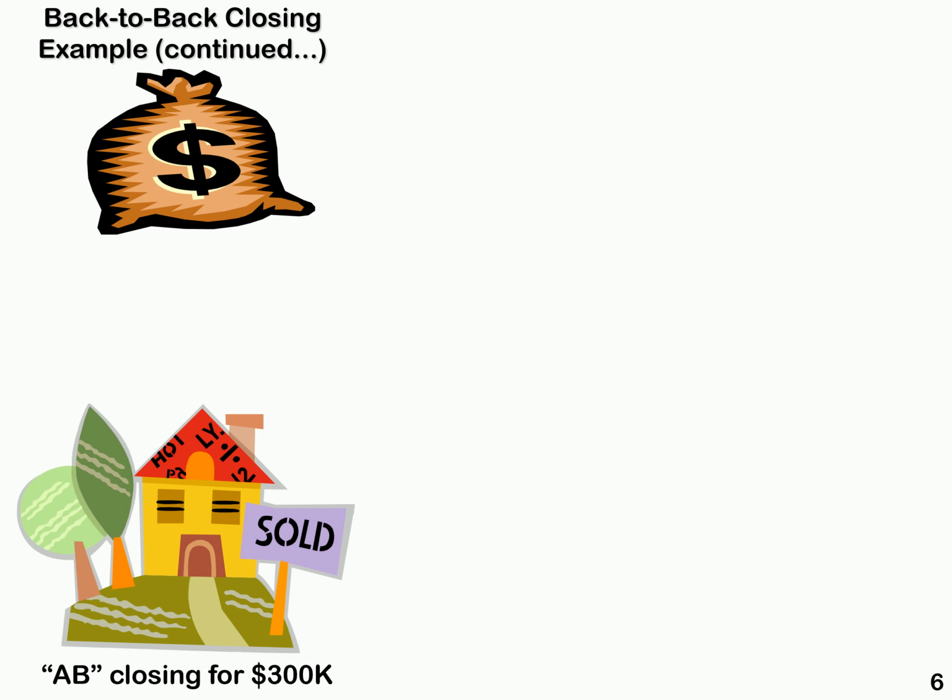So on the first transaction, it's called the A-B closing, and that's for $300,000, where Mr. B, the wholesaler, will buy from HUD, which is A, for $300,000 for that same property. For that closing, where does Mr. B get the money to close the AB? You guessed it, it's $300,000 from a transactional funder, and that's how you close the first transaction.